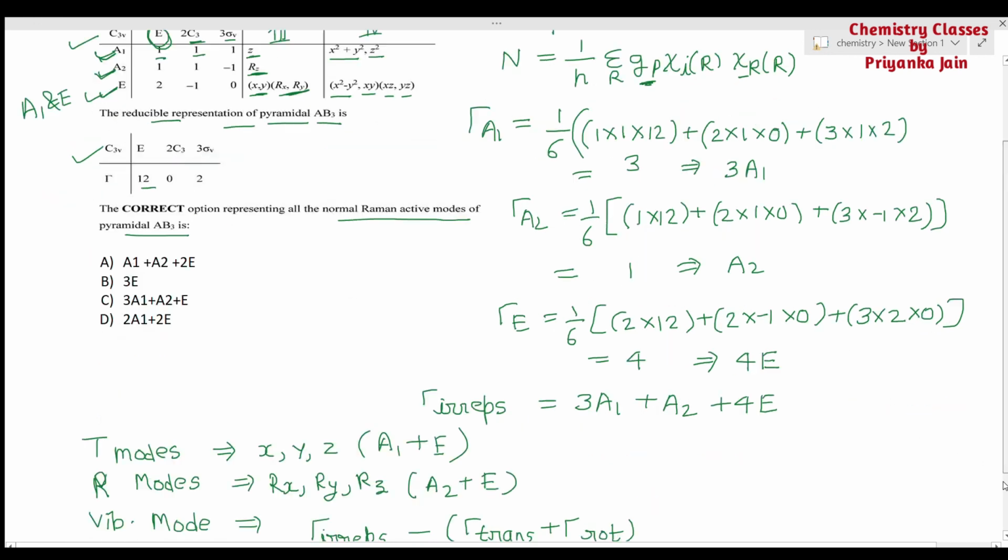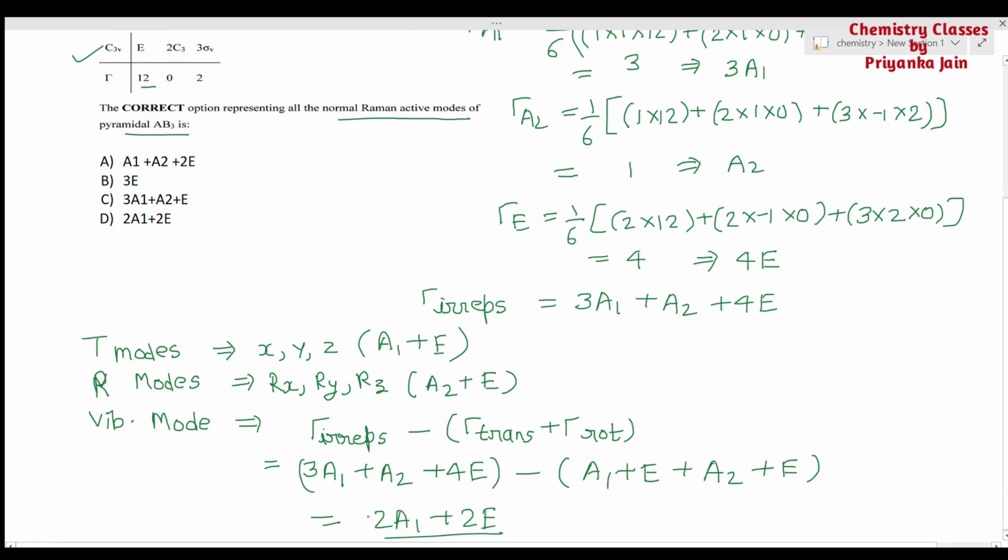So look at our representation, what are we getting? 2A1 plus 2E, both are the same things. Okay, so both these modes are the Raman active modes. So what are our Raman active modes? These are the Raman active modes, 2A1 plus 2E. Now match in our options. This is option number D. We have given 2A1 plus 2E. This will be the right answer.